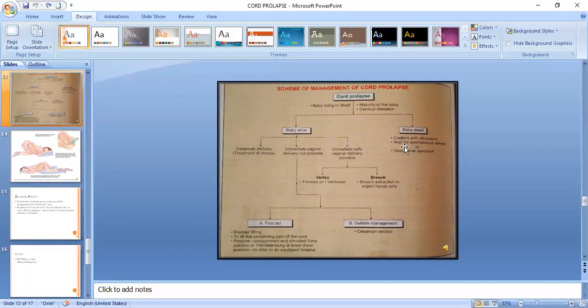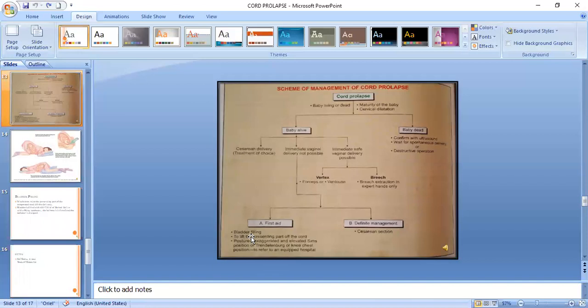We should confirm it with ultrasonography, and we should wait for a spontaneous vaginal delivery, or otherwise, if it is not possible, destructive operations like craniotomy, decapitation, or evisceration can be done. And if the baby is alive, the treatment of choice is cesarean delivery. If vaginal delivery is not immediately possible, by that time we can do first aid management like bladder filling, exaggerated Sims position, knee chest position, or Trendelenburg position, and even we can lift the presenting part off the cord.